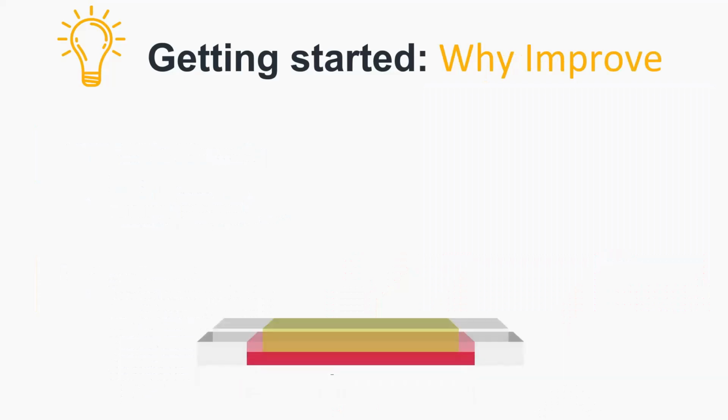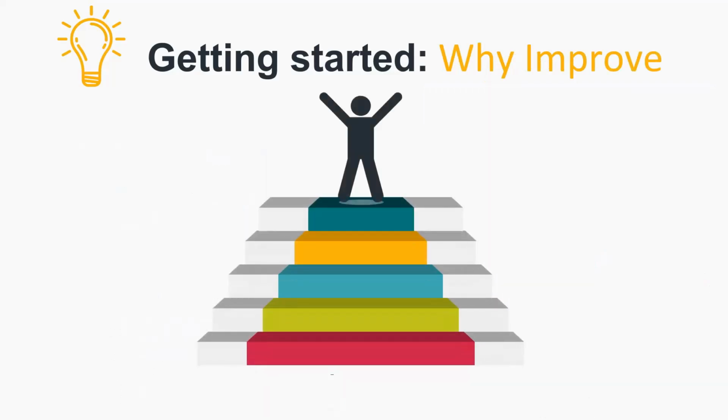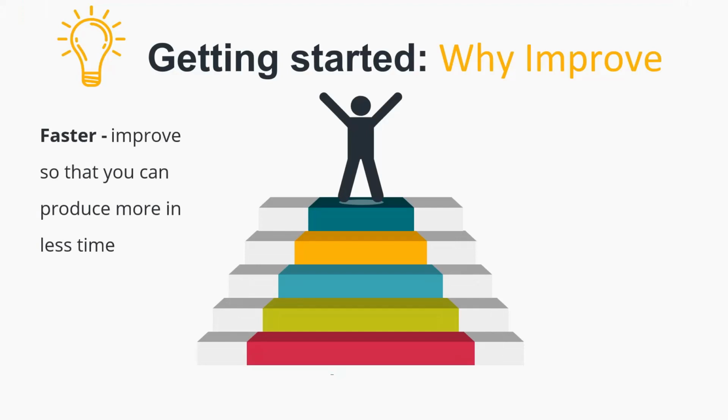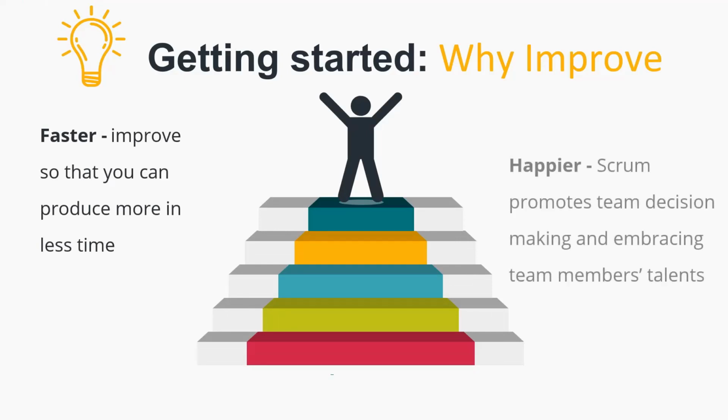And the last but not the least, here are 2 out of many good reasons why to insist on continuous improvement. Scrum encourages teams to inspect and adapt their processes in order to become better. It allows them to become faster, which means they can produce more in less time. Also, Scrum promotes team decision-making and embracing team members' talents, which makes them feel more valued, therefore makes them happier. And working with happy people will make you enjoy your work and life much more.